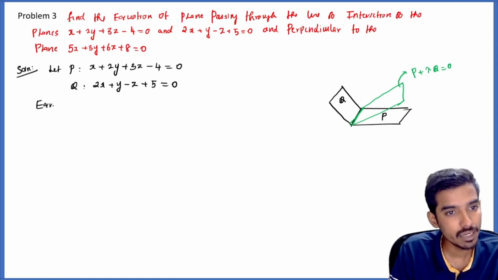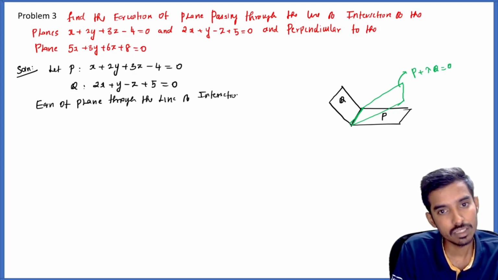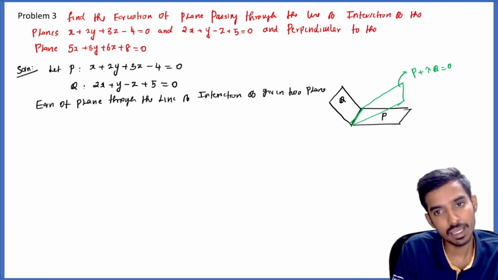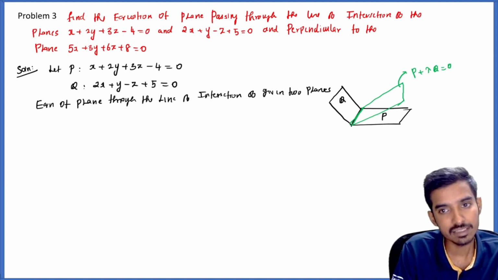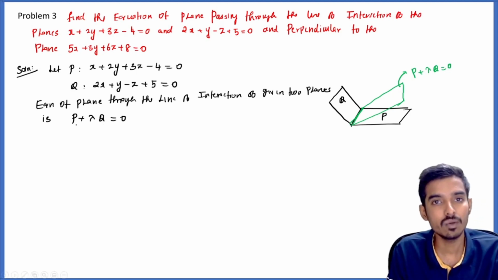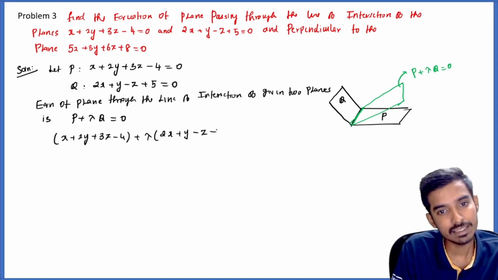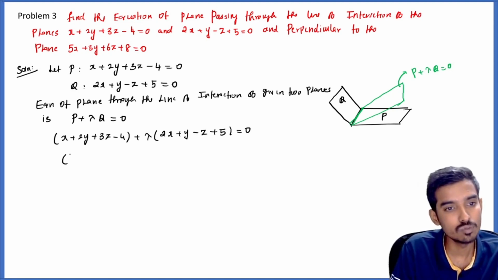The equation of the plane through the line of intersection of the given two planes is P plus lambda Q is equal to 0. This is the required equation of the plane. What is P? x plus 2y plus 3z minus 4, plus lambda times (2x plus y minus z plus 5), is equal to 0. Let's group the terms.